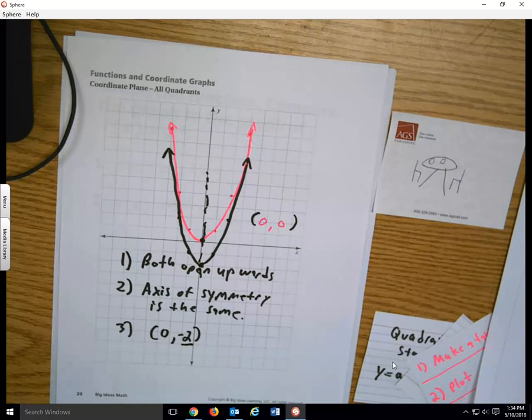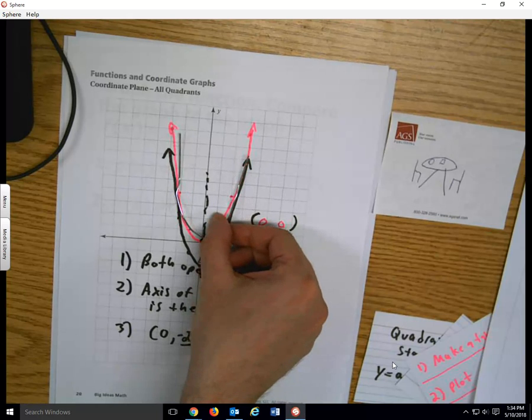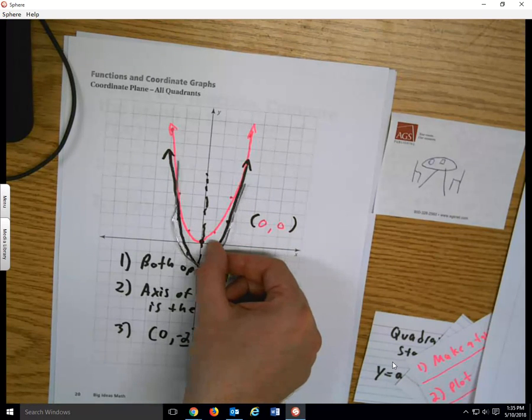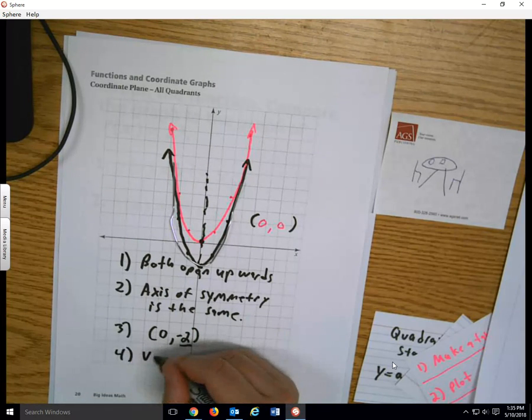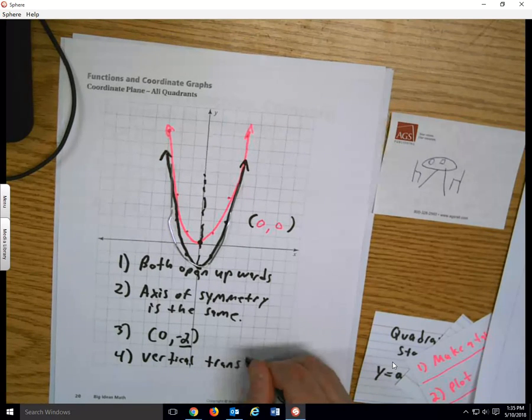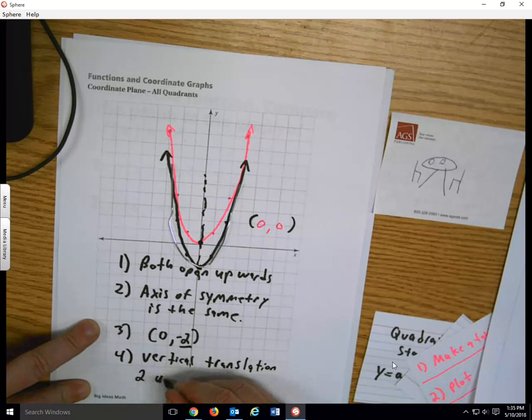Well, we would want to describe which way the graph moved, right? So this is, I would say, a vertical translation. That's what we call it when we move it up or down the parabola, the curved graph here. And it's a vertical translation. We went down 1, 2. So it's a vertical translation 2 units down.